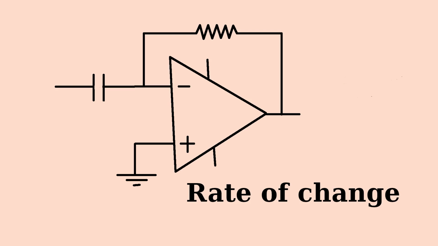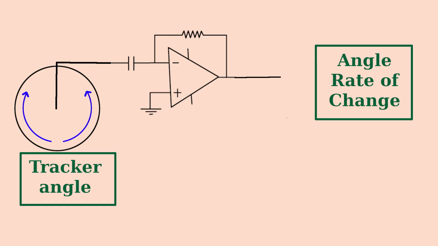Putting a capacitor on the input and the resistor in the feedback gives a circuit which outputs the negative of the rate of change of the input voltage. The faster the input voltage changes, the higher the output voltage. The M9 would have used this to calculate the rate of change of the tracker angles.